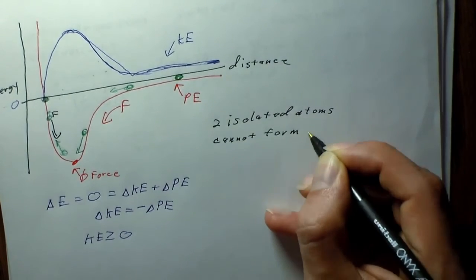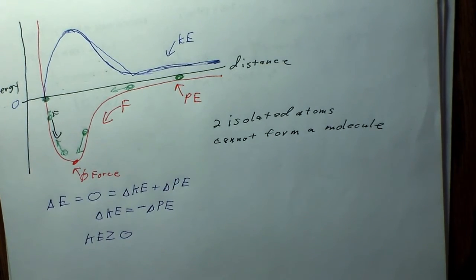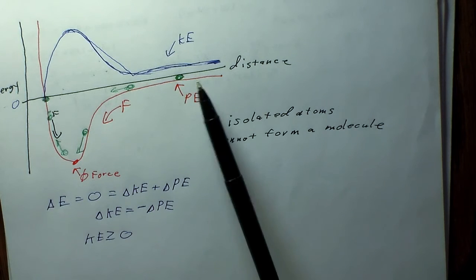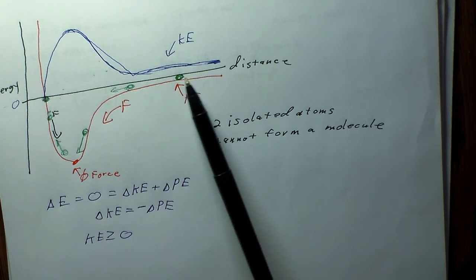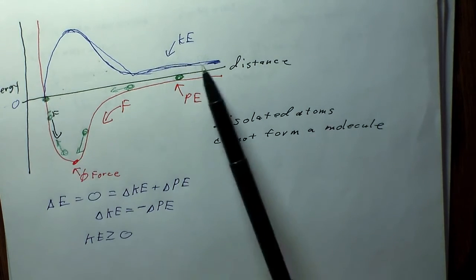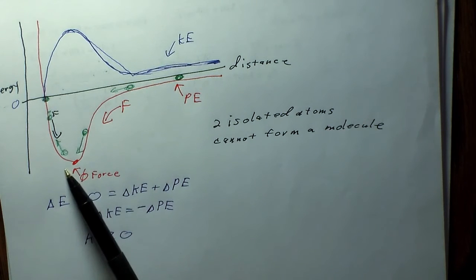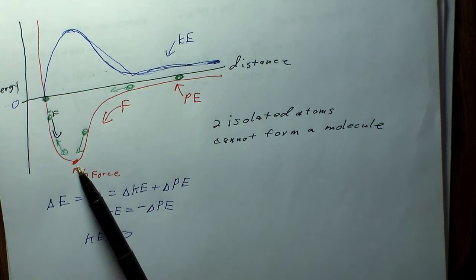cannot. The important thing here is that two isolated atoms cannot form a molecule. So the question, of course, is, how do molecules actually form? Because if you just think about this, two hydrogen atoms, we put them at some distance, they start coming together, they reach this point, they bounce apart, then they keep going back and forth. They have to lose energy somehow to actually go down here to where the stable point is.